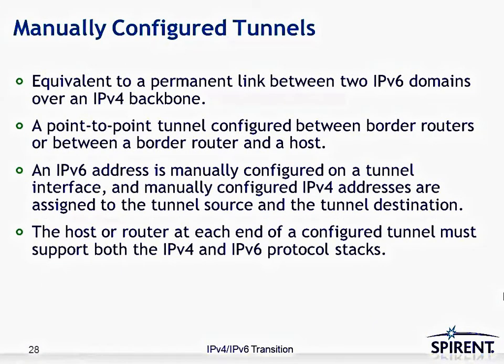Manually configured tunnels are the equivalent of a permanent link between two IPv6 domains over an IPv4 backbone. They are inherently point-to-point between border routers or even between a border router and a host. Therefore an IPv6 address is manually configured on a tunnel interface and in the routing tables, and IPv4 addresses are assigned to the tunnel source and destination, but manually. In other words, not extracted from the accompanying IPv6 packet's addresses. Just like any tunneling technique, the host or router at each end must be dual stack.